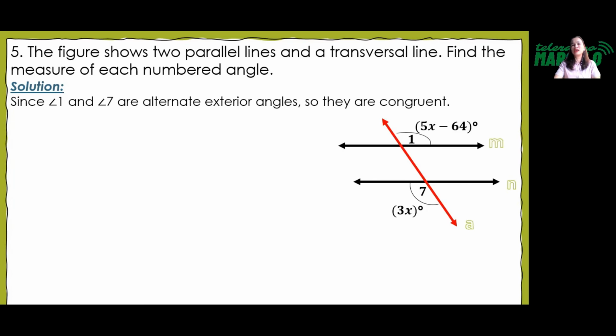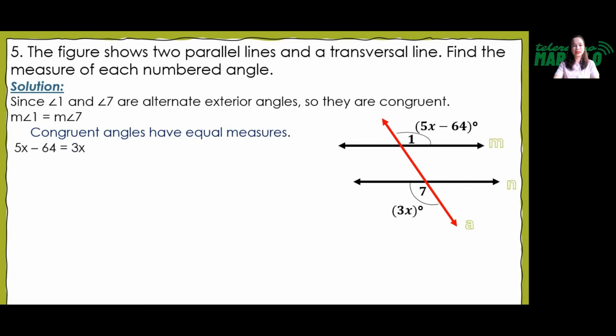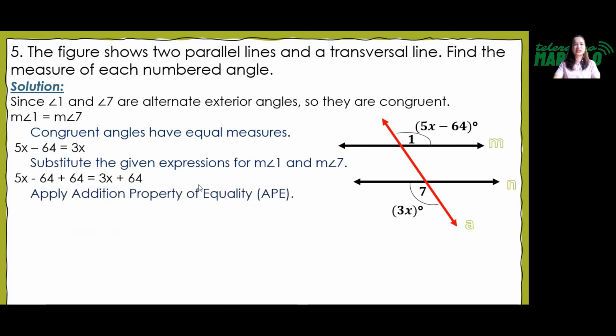Angle 1 and angle 7 are alternate exterior angles, so they are congruent. We can say that the measure of angle 1 is equal to the measure of angle 7. Congruent angles have equal measures, right? So substitute the value of measure of angle 1 as 5x minus 64 and the value of measure of angle 7 as 3x. Okay, then from this, apply addition property of equality or the APE.